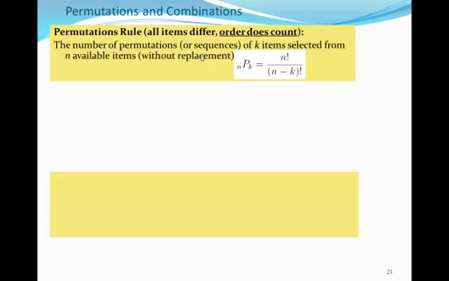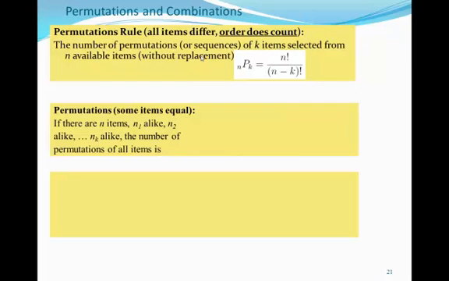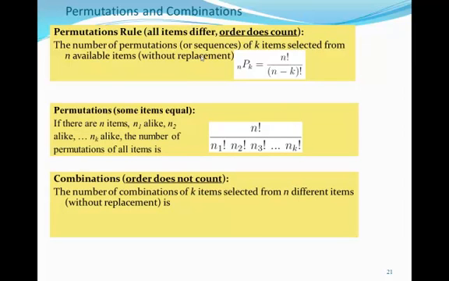So let's look at the formal definitions of permutations and combinations. Permutation rules: all items are different, and order does count. We're selecting k items from n available items without replacement, and all that matters is nPk, which equals n factorial divided by (n minus k) factorial. And for combinations, order does not matter. The number of combinations of k items selected from n different items without replacement is nCk, which equals n factorial divided by k factorial times (n minus k) factorial.